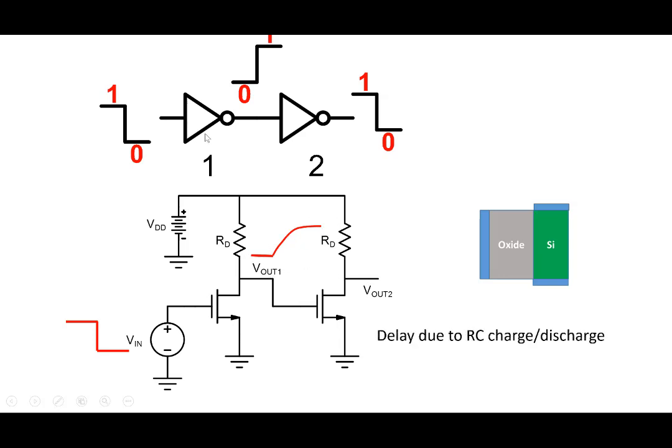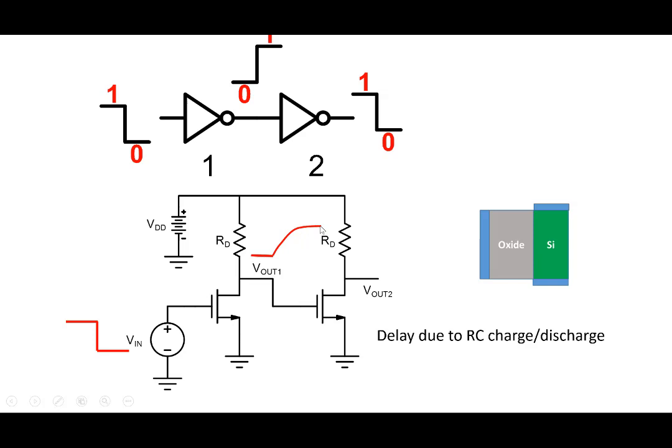All my NOT gates and more complicated gates, they all have delays in them. They don't respond instantaneously. You may change the signal instantaneously here. For example, I may go from 5 volt to 0 very abruptly or sharply, but the output of it will go slowly. Slowly means it will go over a certain time period. And why does it go over a certain time period? Well, it's basically because of charging of capacitance.